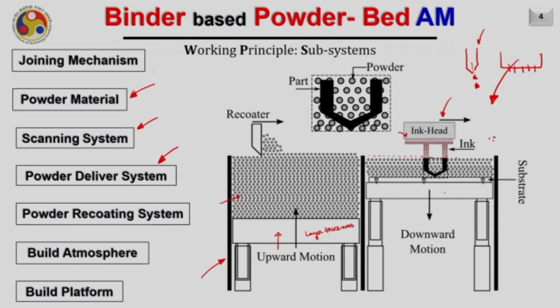and the build platform goes down by the desired layer thickness each time after curing the layer. As this downward movement of the build platform will leave a cavity on the top side, this delivery system will provide the right amount of powder to get deposited onto this powder bed. Now to deposit this new layer of powder onto the build platform, a powder recoating system is used.